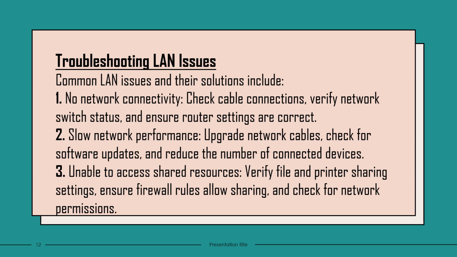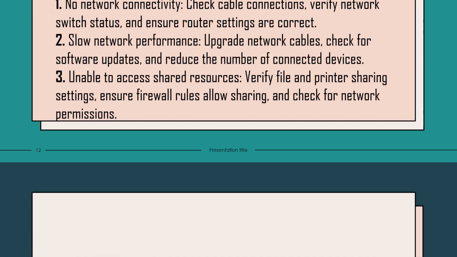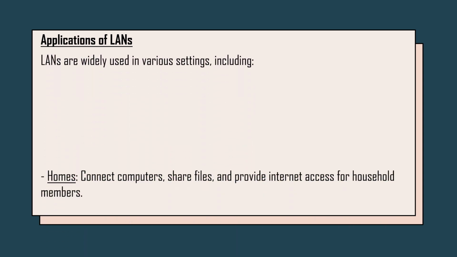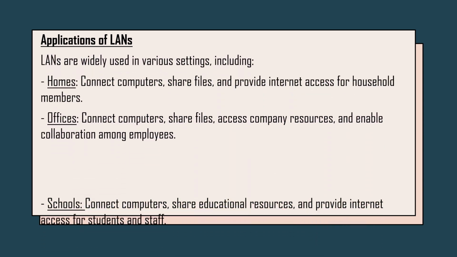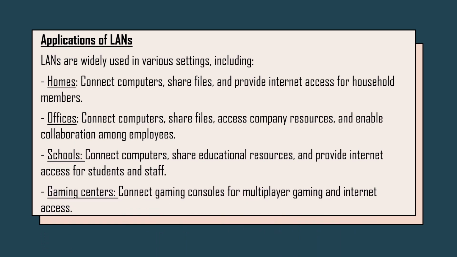The other issue can be being unable to access shared resources. How you can correct this is to verify file and printer sharing settings, ensure firewall rules allow sharing, and check for network problems. Local area networks can be used in schools and offices, and also business premises.